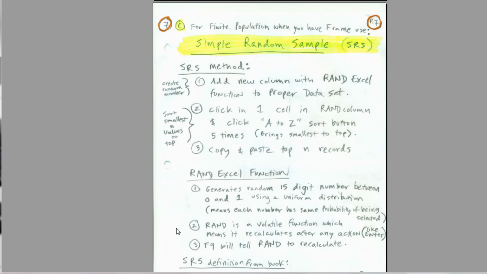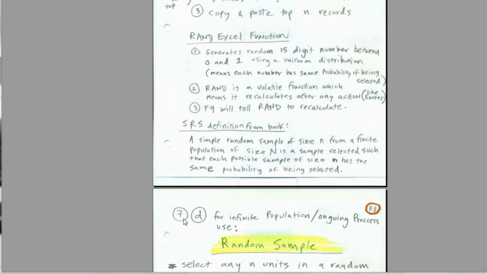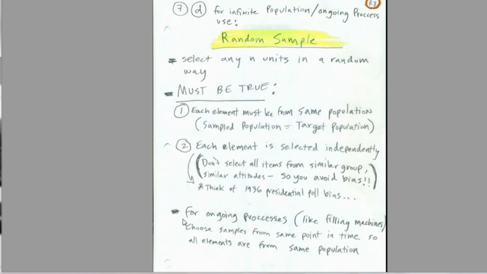Here's some information about RAND. We'll talk about that over in Excel. Now, the second method for sampling is for an infinite population or an ongoing process. It's called random sample. Now, we're going to select any n units in a random way. But 2 things must be true. Each element must be from the same population. Sample population has to equal target population.